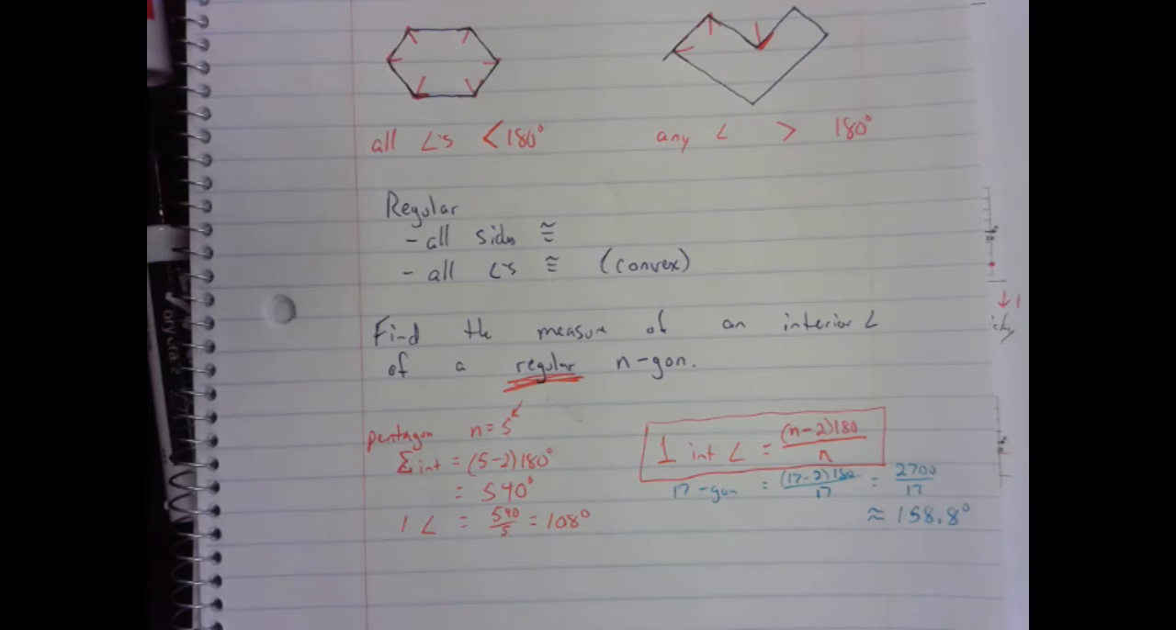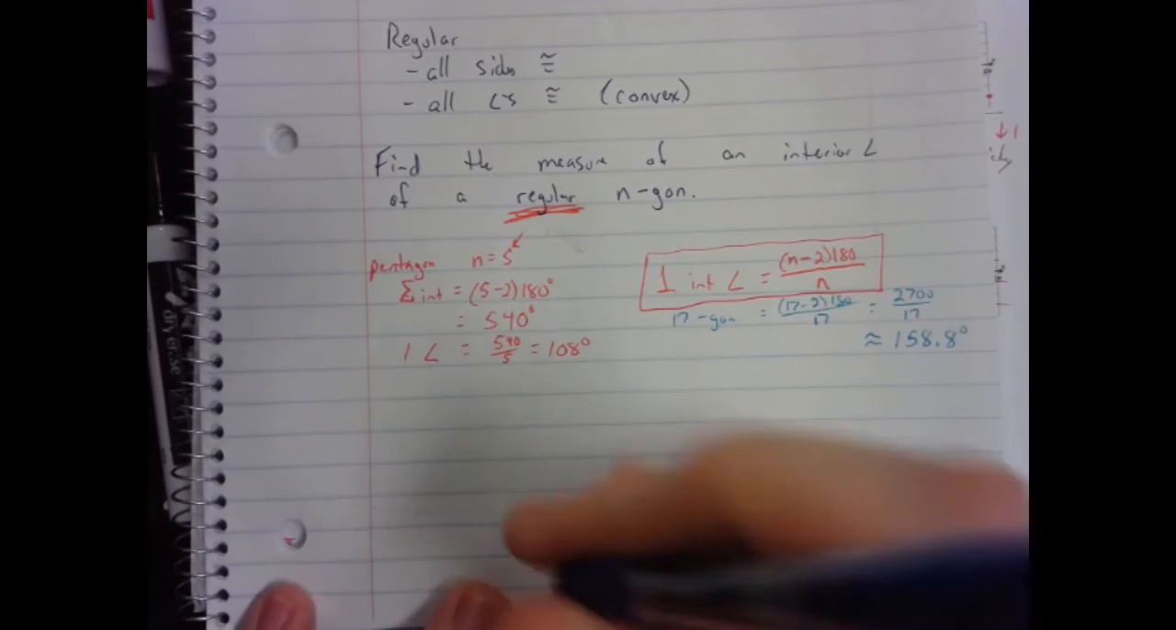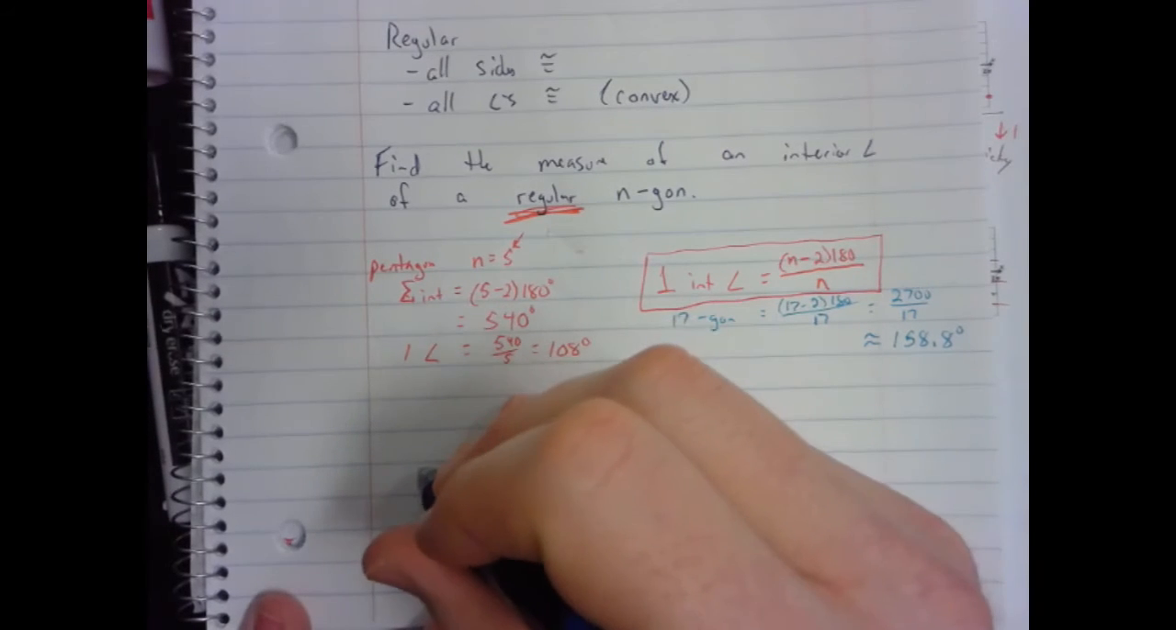All right. So those are the sum of the interior angles and one interior angle. Now we're going to talk about exterior angles, right? So let's talk about exterior angles. I'm going to go ahead and draw a triangle.